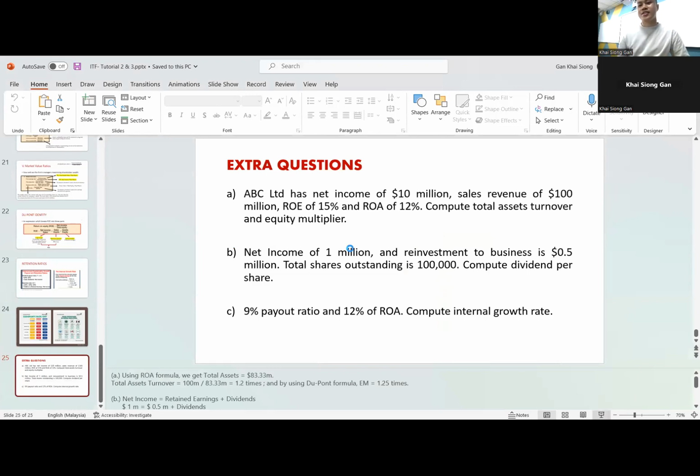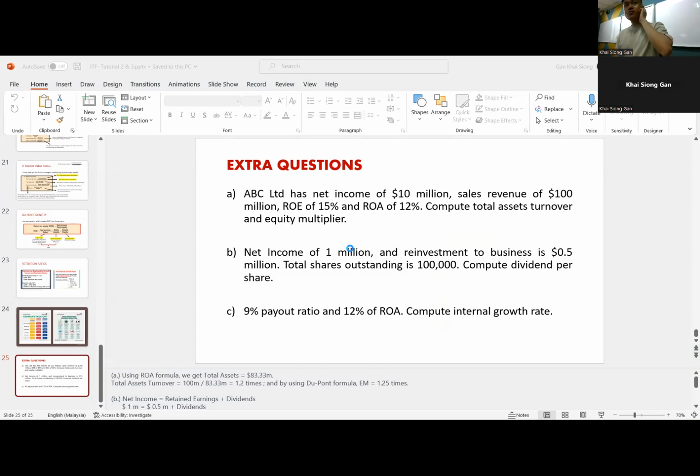Last three. We're trying to do the extra questions here. Equity multiplier, EM.